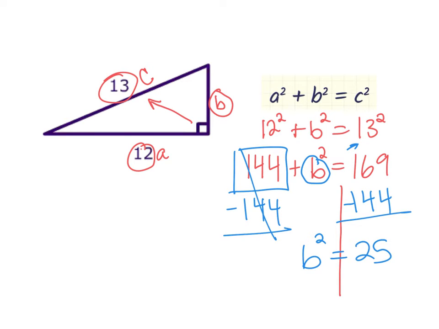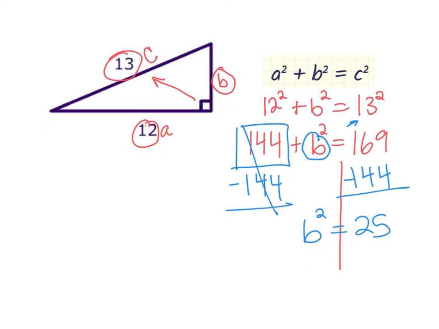Some of you right now are going to say, I know what it is, Miss Moore, and that's good. The last step here would be to take the square root of B squared and the square root of 25. When I take the square root of B squared, the exponent and the square root cancel each other out, so I'm just left with B. And then the square root of 25 says what number times itself gives me 25? That would be 5.